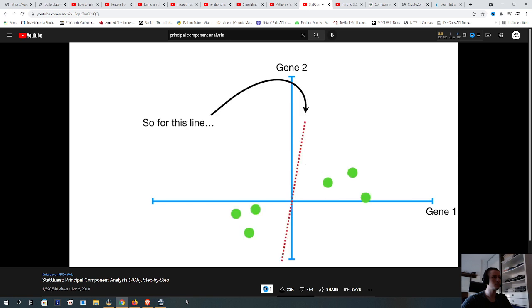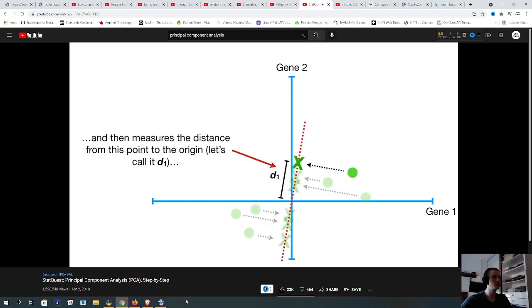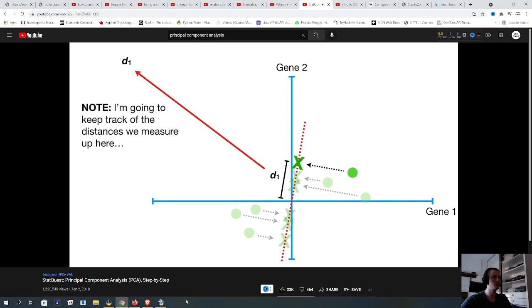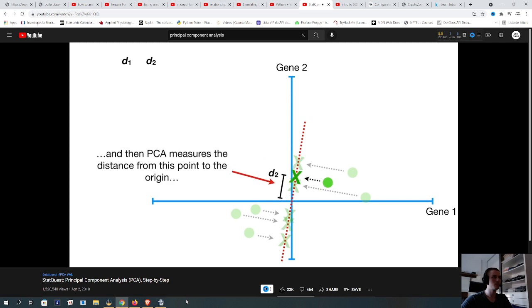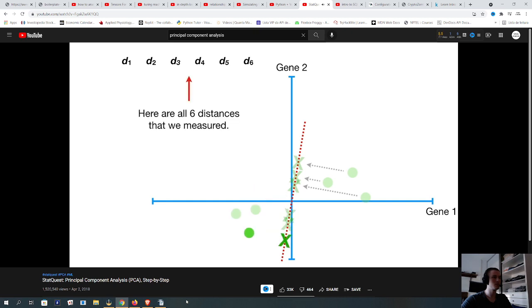So, for this line, PCA projects the data onto it, and then measures the distance from this point to the origin. Let's call it d sub 1. Note, I'm going to keep track of the distances we measure up here. And then PCA measures the distance from this point to the origin, we'll call that d2, then it measures d3, d4, d5, and d6. Here are all 6 distances that we measured.